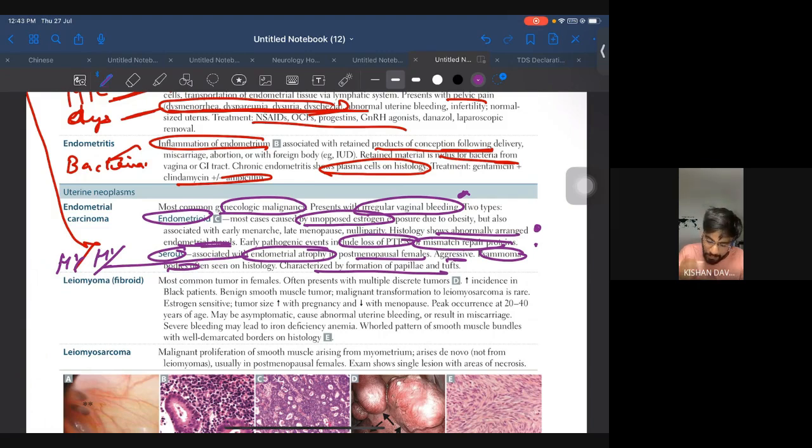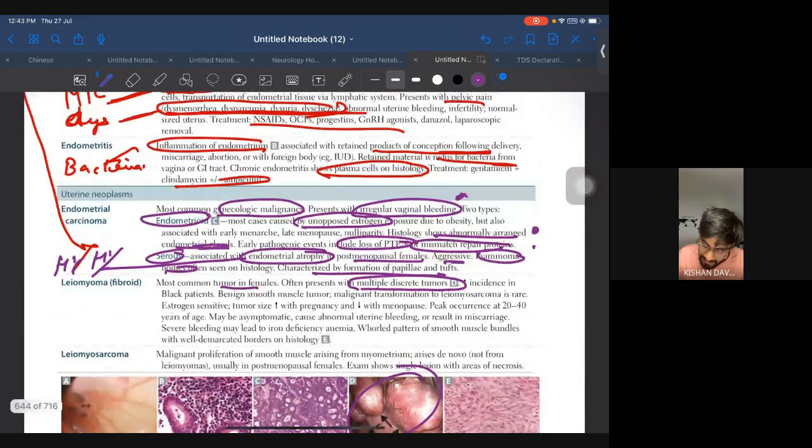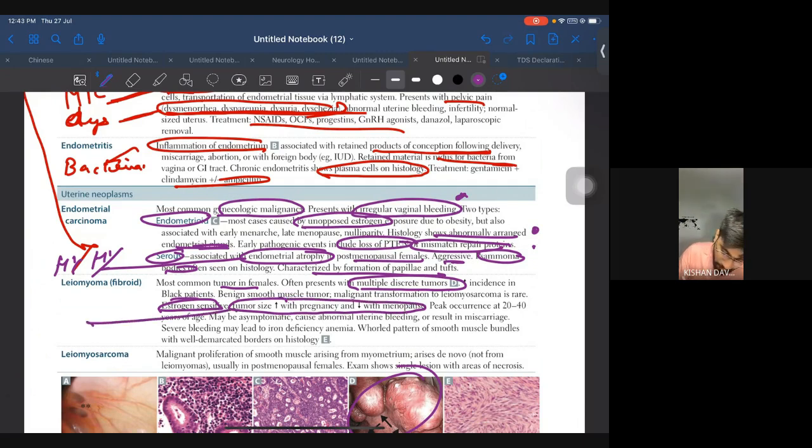Okay. Coming to leiomyoma, that is fibroid. Most common tumor in females, often associated with multiple distinct tumors. Look at this fibroid. Incidence is higher in black patients, and what is important over here is that it is estrogen sensitive. Tumor size increases with pregnancy and decreases with menopause. This line is very important. Based on this, you will be able to diagnose. Okay. And it occurs at 20 to 40 years.